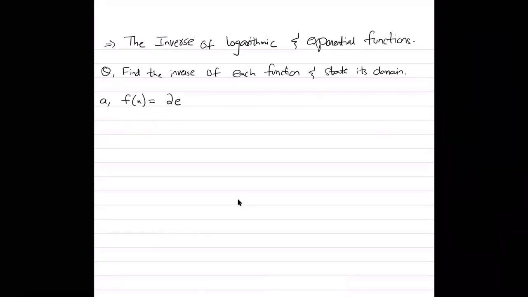f of x equals 2e to the power of minus 4x plus 3. And this function has a natural domain defined for all real values. Now you tell me, is it an exponential function or a logarithmic function? Exponential function. Do you remember the steps of converting a function into its inverse?